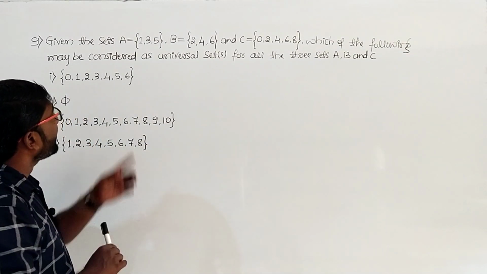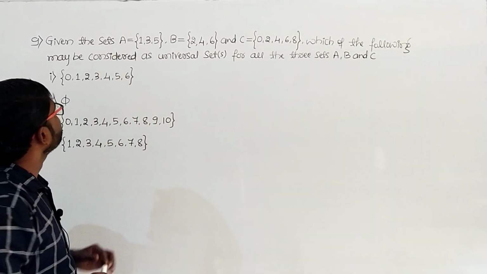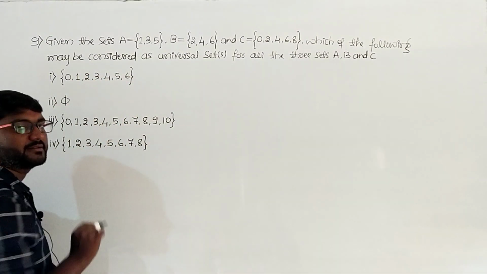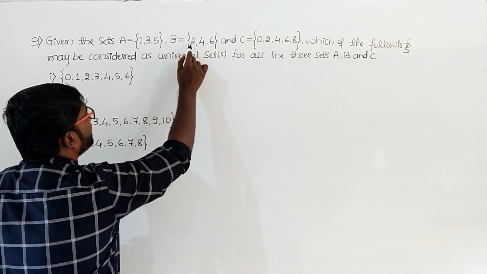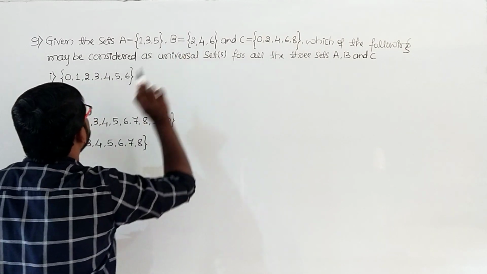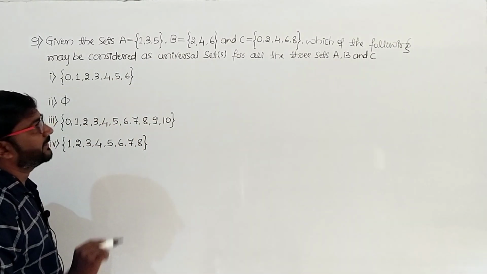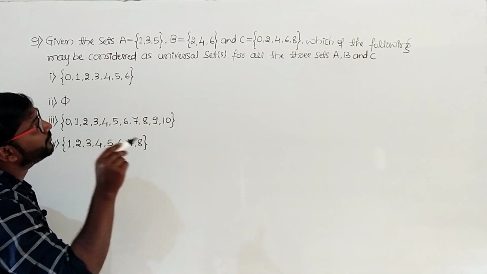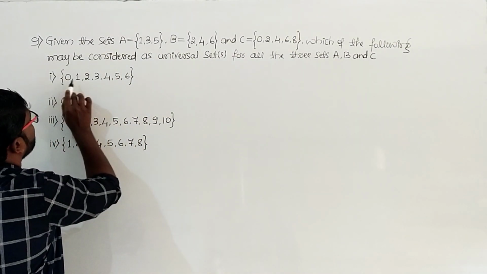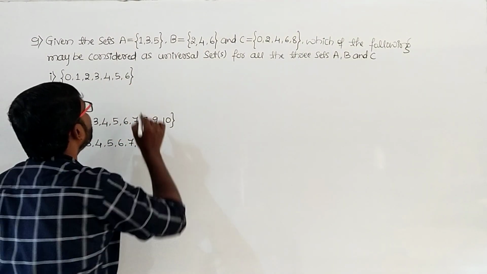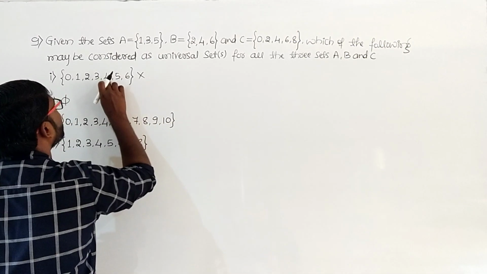The set that should have the elements of all the sets, that is going to be the universal set. So here observe 1, 3, 5. I will take option number 1 now. 1, 3, 5, yes, the 3 elements are there. Then take the second set, 2, 4, 6, yes, again these elements are there. And then the next one, 0, 2, 4, 6, 8. 8 is missing here. That is why this will not be the universal set.